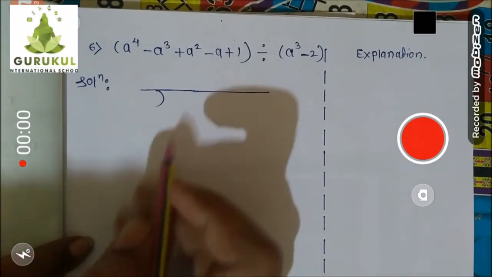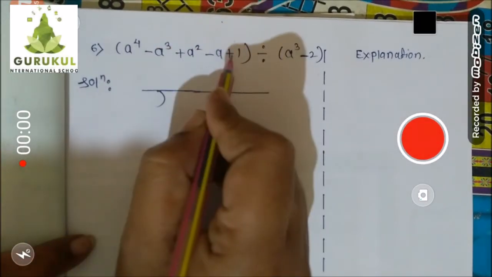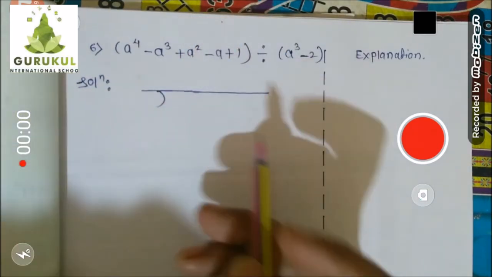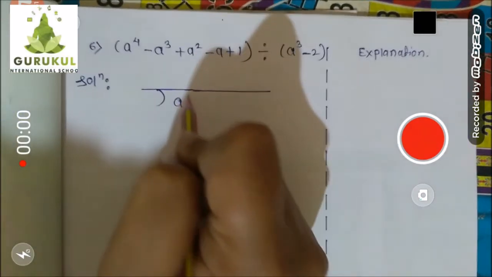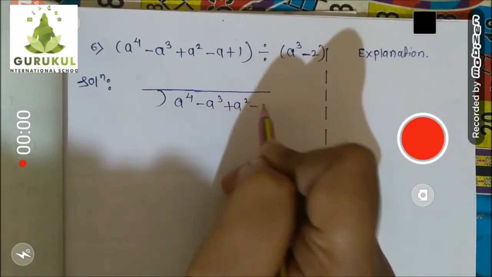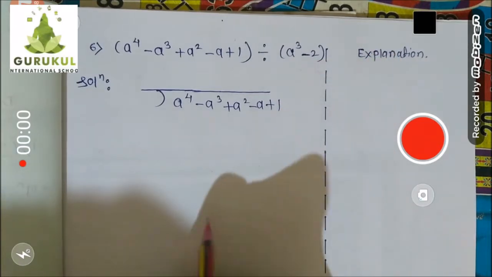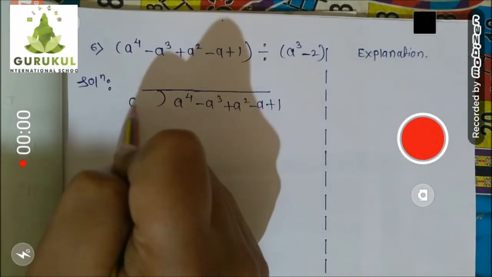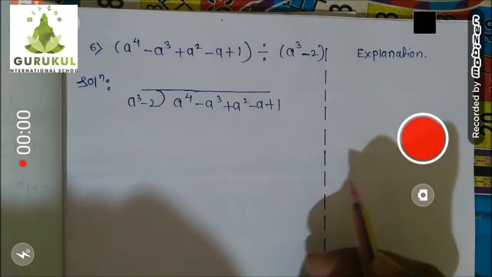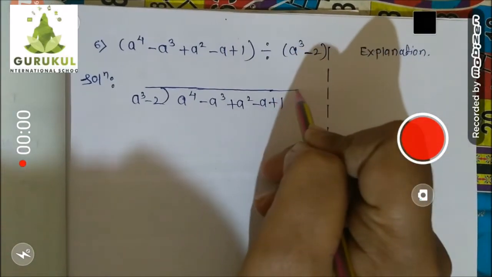Now let's write down the things. First thing, write down the polynomial in the dividend position. So children, you will write a raised to 4 minus a raised to 3 plus a square minus a plus 1 divided by a raised to 3 minus 2. Okay, now let's start the division.